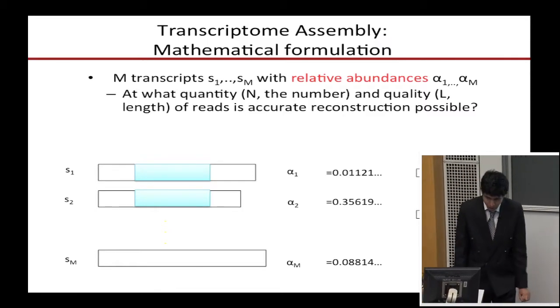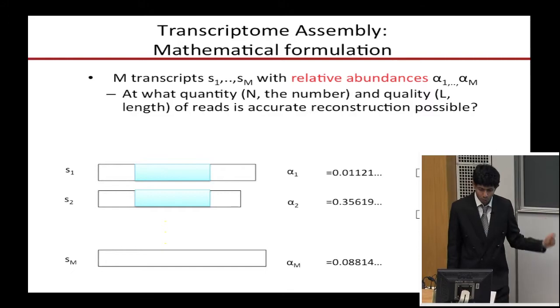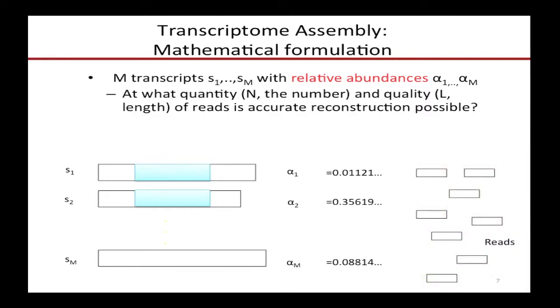So we ask at what quantity, which means the number of reads, and at what quality. Each read, I said, is a substring of the original RNA. How long is this substring? At what point is reconstruction possible? So in order to solve this problem, we take the information theorist approach, which is to take a limit as n goes to infinity, which is when there are many, many reads, but the read length is fixed.